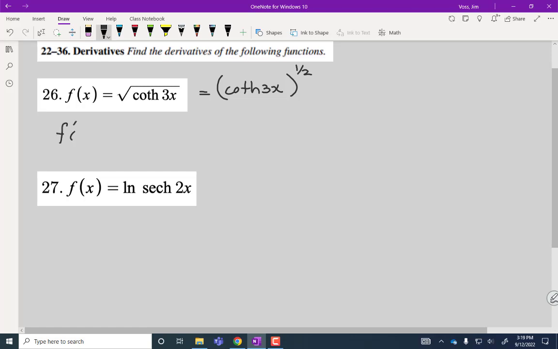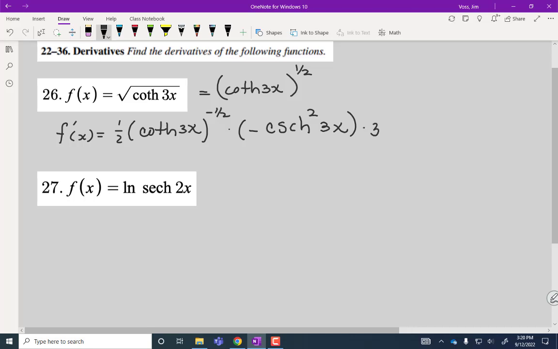So f prime, we will pull down the half, leave the base alone, and subtract 1. And then we're going to take the derivative of the base. The base is not one of the primary three hyperbolics, so we know its derivative is definitely negative. Since sinh, cosh and tanh all differentiate to a positive, the other three differentiate to a negative. We know that the derivative of cotangent is minus cosecant squared, so it's going to parallel that perfectly. So we're going to get minus cosech squared of 3x. And then we go inside the hyperbolic angle and take the derivative of it.